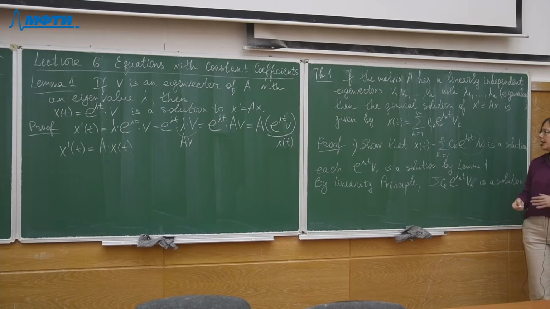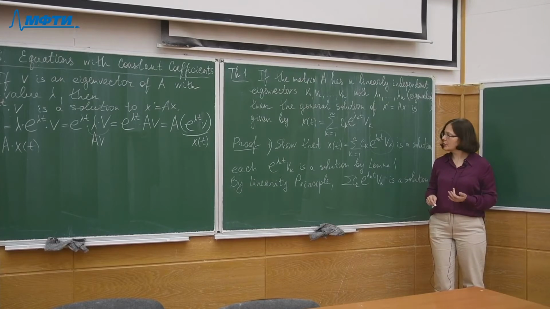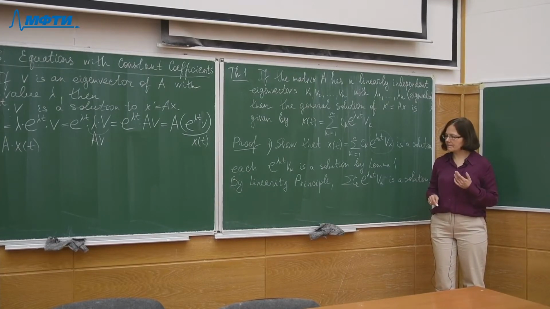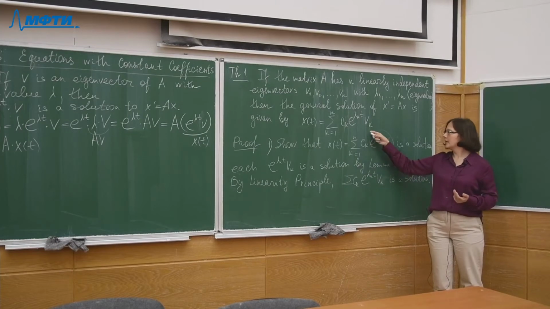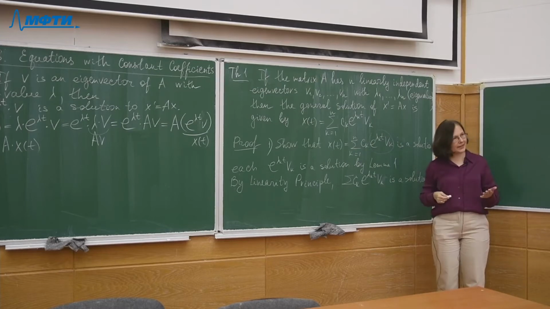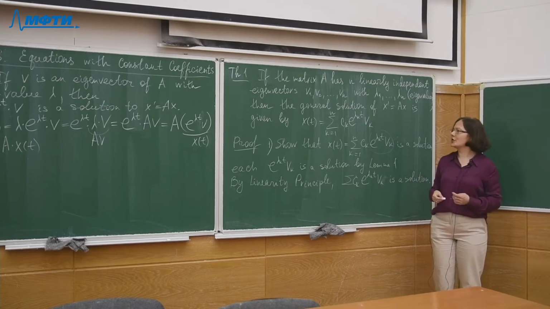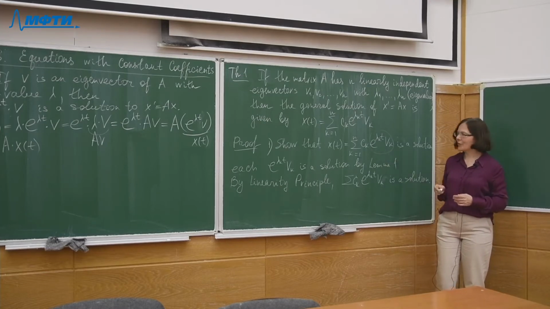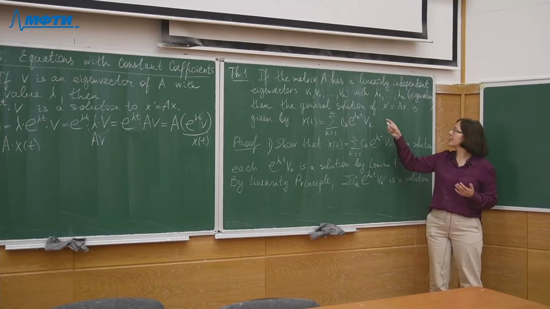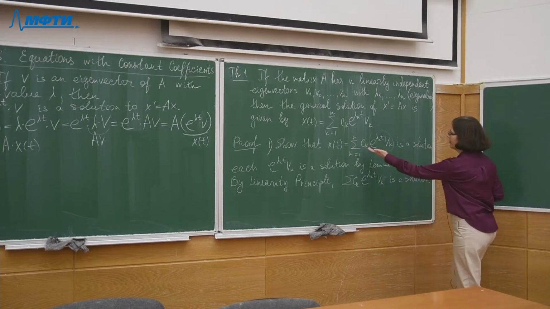Next, I'd like to show that any solution can be represented in this form. So I want to show that there are no other solutions, no solutions which have another form, a form different from this. No missing solutions, right? So if I consider any solution of this differential equation, it can be represented in this form for some constants.